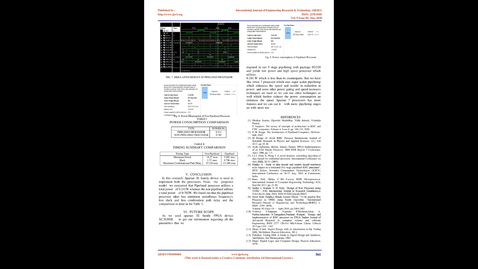But we have devices like Virtex 7, which uses superscalar pipelining that enhances the speed and results in reduction in power, and some other power gating and speed increasing techniques are used, so we can use other techniques as well which further reduce the power consumption and enhance the speed. Spartan 7 processors have more features and we can use them with more pipelining stages and with more use.